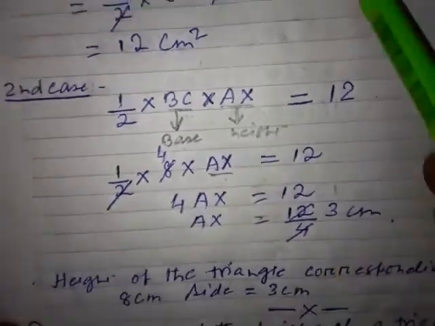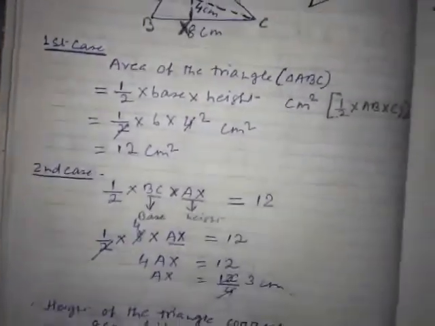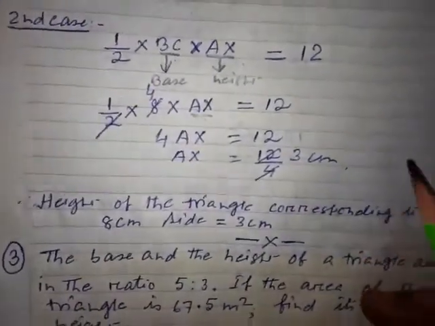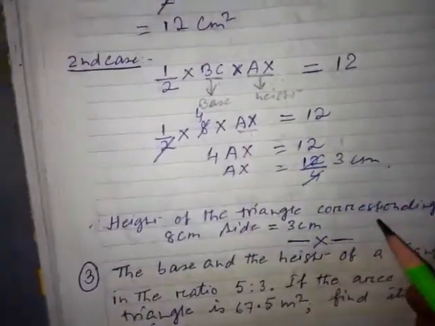So what does AX mean? The height. So the height of the triangle is 3 centimeter. Okay, I hope it is clear to you. Please understand, everything is written here, you will be able to understand it.